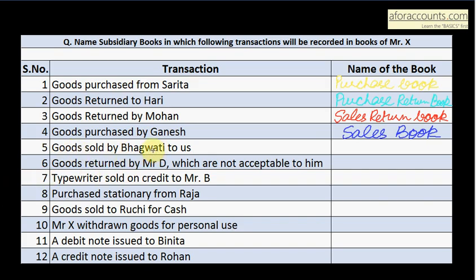Goods sold by Bhagwati to us. So we are purchasing the goods and Bhagwati is selling. We are purchasing. What we are doing is important. So we are purchasing the goods means in our purchase book.